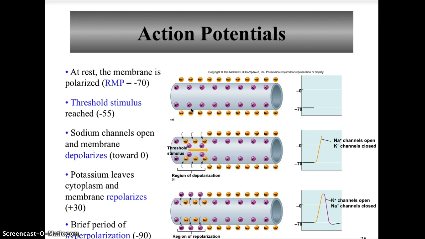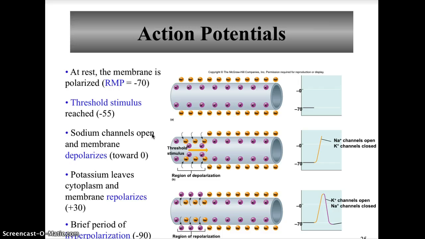So once that threshold stimulus is reached at about negative 55, those sodium ion channels are going to open up and it's going to further depolarize the membrane towards zero. And here you can see that threshold stimulus going down, the sodium channels open up, and sodium ions start to come into the region there. So this is the region where this is occurring, called the region of depolarization.